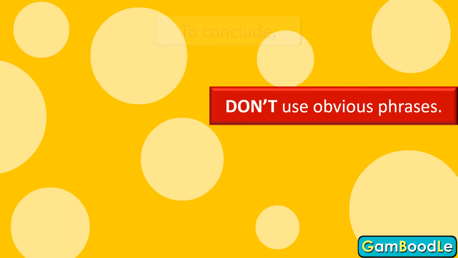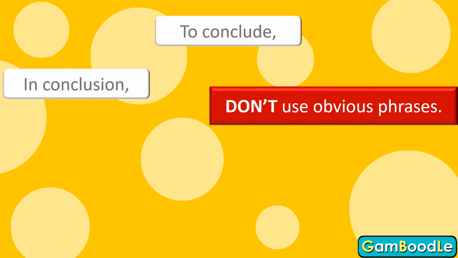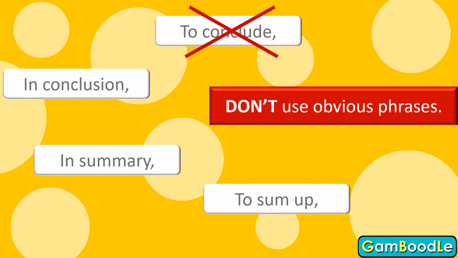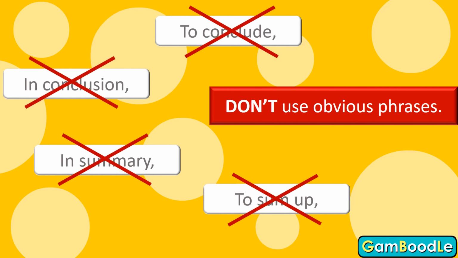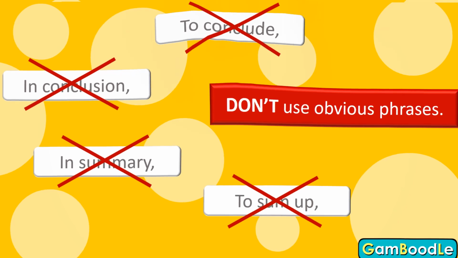Don't use obvious phrases to start a conclusion paragraph. Avoid overused phrases like to conclude, in conclusion, in summary, and to sum up. The reader should be able to recognize that they're reading your conclusion paragraph without any of these cues.